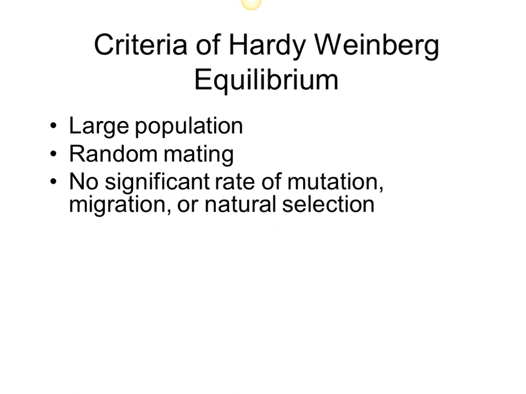There has to be random mating. And when we study something using the Hardy-Weinberg law, we're focusing only on one gene, with 2 alleles. And so it has to be random mating with regard to the trait that you're studying. It doesn't have to be random mating across the board. Obviously, most organisms have preferences. But with regard to whatever trait you're looking at, the mating must be random. And there can be no significant rate of mutation, migration, or natural selection.